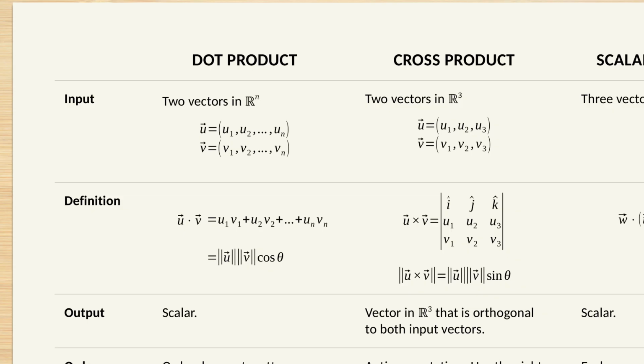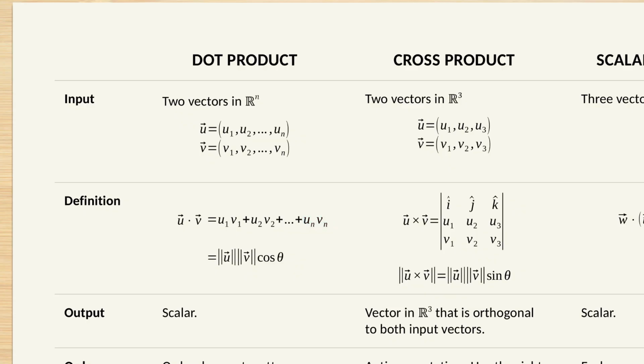To do the dot product, multiply the corresponding components of either vector and then add together these products. The formula says, multiply the first component of u with the first component of v, second component of u with the second component of v, and so on, for however many components there are.